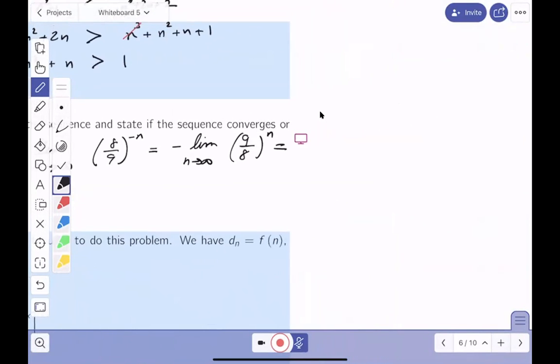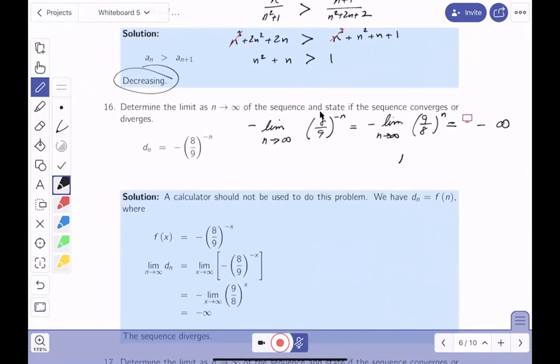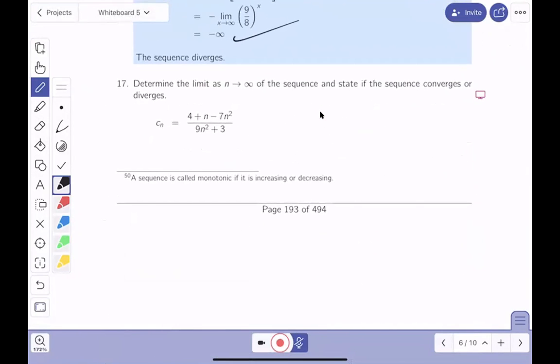All right, so I'm looking at that. And I'm wondering, can I do that limit if n gets really large? Well, the top grows much faster than the bottom at some point. So what's this going to be? Minus infinity. So what do I know about this? It diverges. All right. Minus infinity diverges. Let's do this one over here.